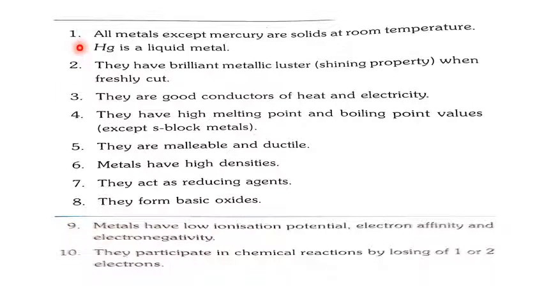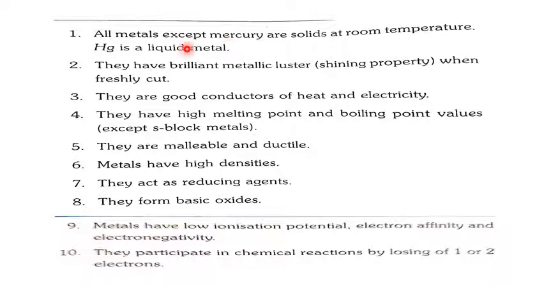First, all metals except mercury are solids at room temperature. Mercury is a liquid metal. If we take the physical state of metals, it is solid, except mercury. Mercury's physical state is liquid. All metals are solids at room temperature except mercury, which is liquid at room temperature.